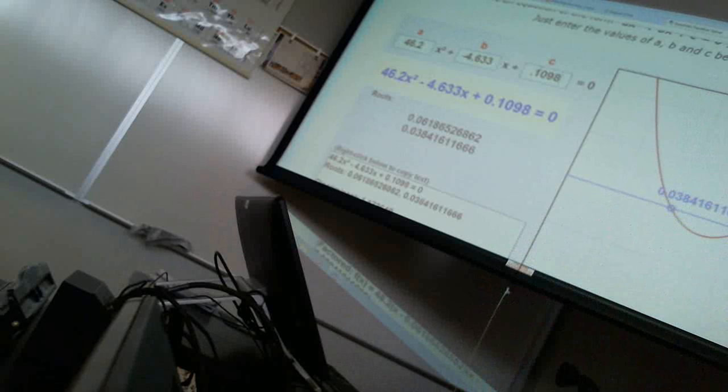I highly recommend that you get a calculator that does quadratics. Otherwise, solving the quadratic formula just takes time away from other problems. And I don't care if you know how to solve it using the quadratic formula or not.